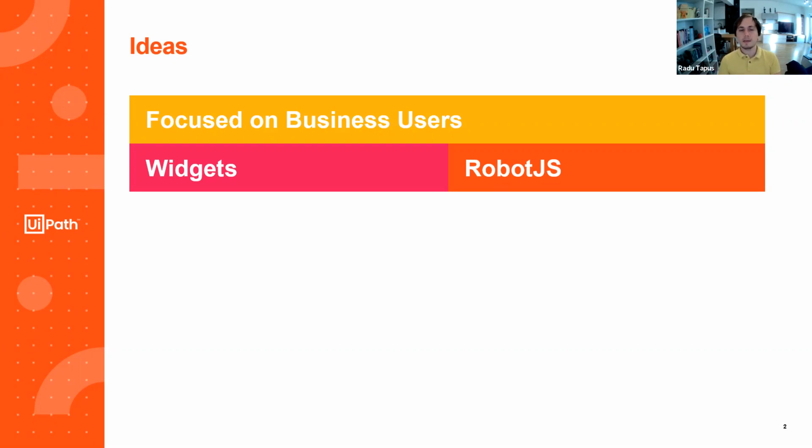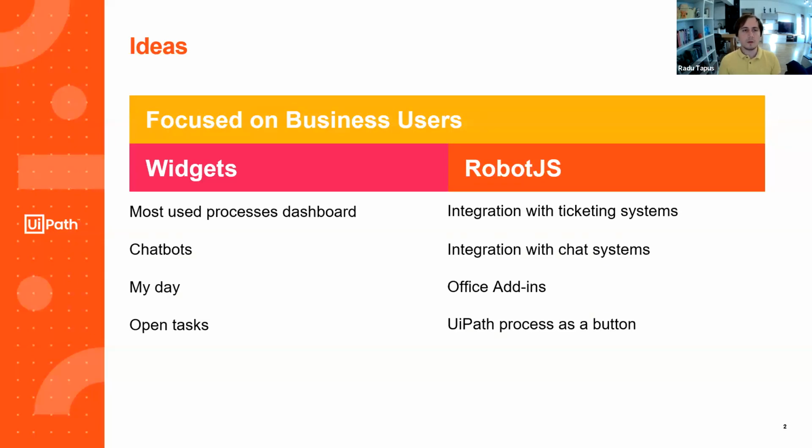And in terms of ideas, I will share just a few with you. For example, for widgets, have a dashboard with the processes that you use most, or the number of hours your processes were executed, stuff like this. People usually like that data. We have our Fitbits or our Apple Watches, we look at how much we run. We may want to look at how much we exercise with our robot as well.